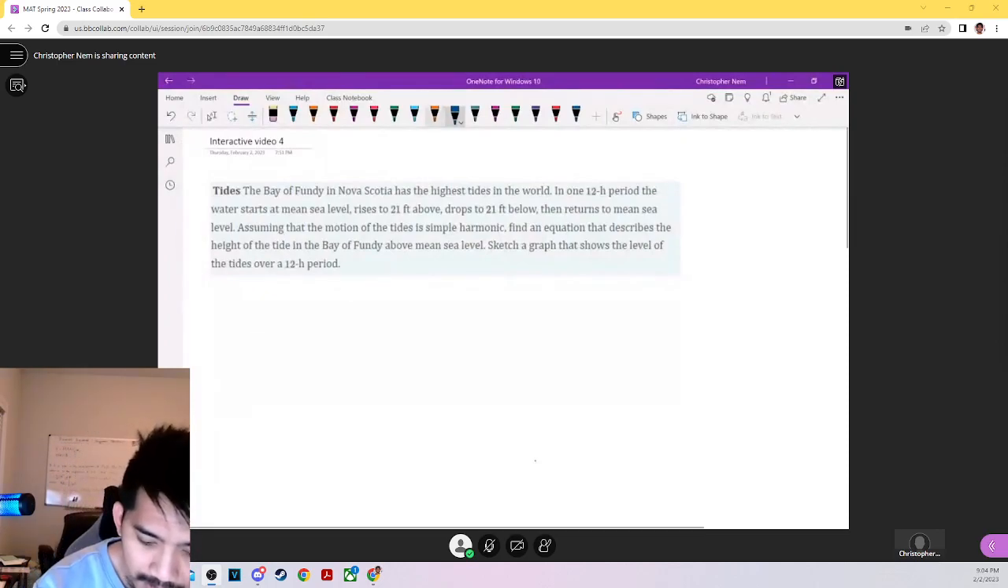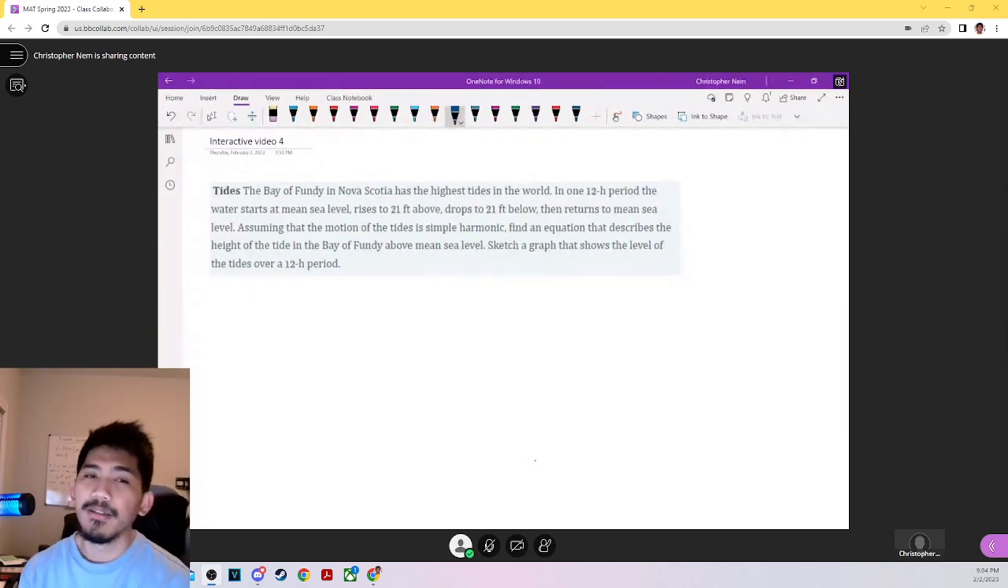So, looking at this problem, if you read it out, we have this, I guess, city or bay that has the highest tides in the world. It says that we're going to look at it at a 12-hour interval, and the water starts at sea level. It rises eventually to 21 feet above sea level, and then it drops to 21 feet below sea level, and then it returns back to sea level. The statement also tells us that the tides are a simple harmonic motion, so that's nice. It gives us an idea. It says find the equation that describes the heights.